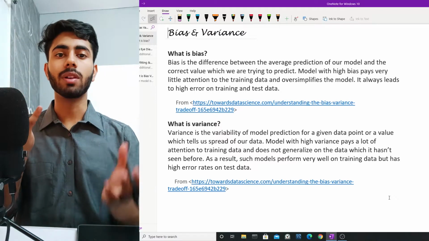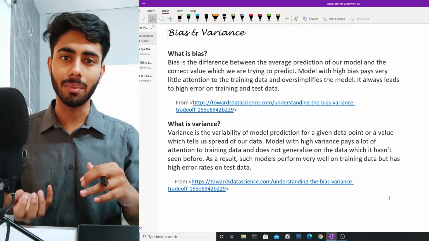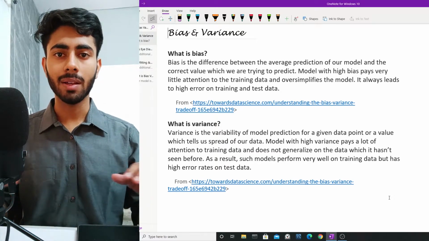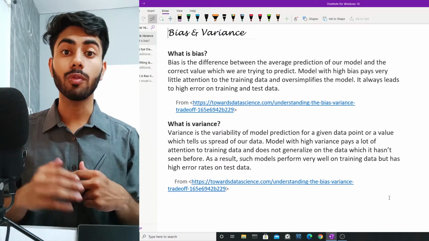The more the bias, the more the distance. The less the distance, the less the bias. If we have a high bias condition, then we can say that it is a condition of underfitting.